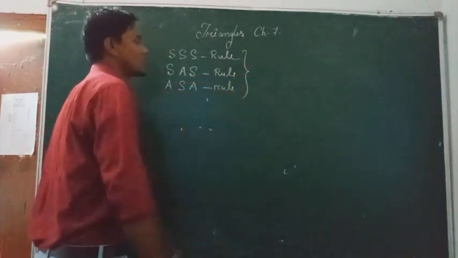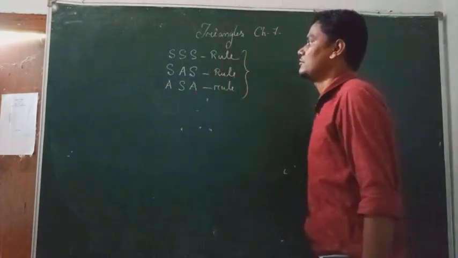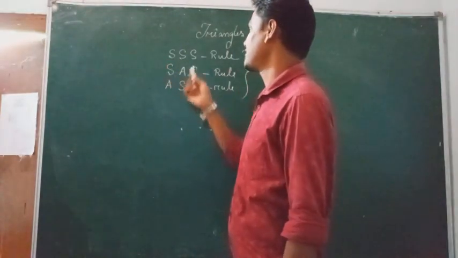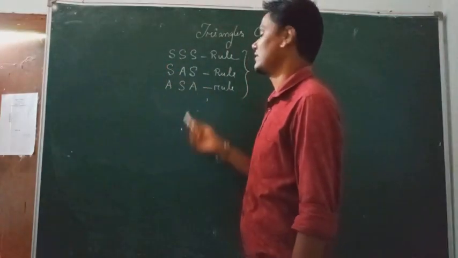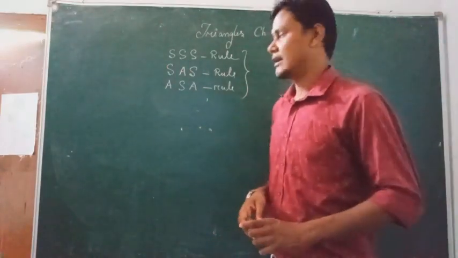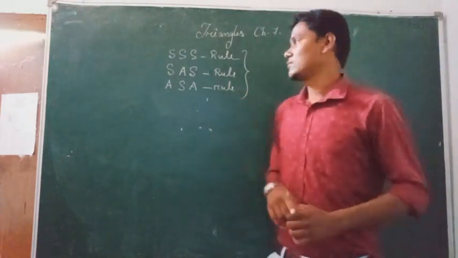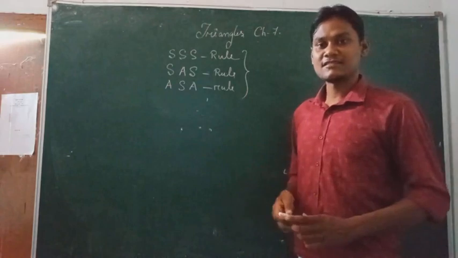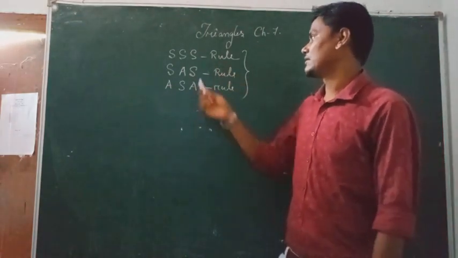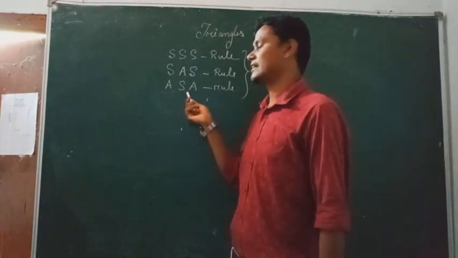So we have talked about this already in the last class video. We have talked about these three rules: the side side side, the side angle side, and the angle side angle rule. So I hope all of you have gone through these three rules and have studied them from your textbook as well. Okay. So now, in the last class I told you that apart from these three rules, the third rule is the angle side angle rule.